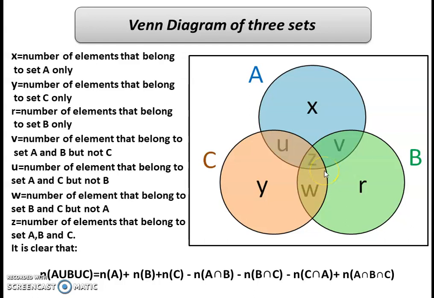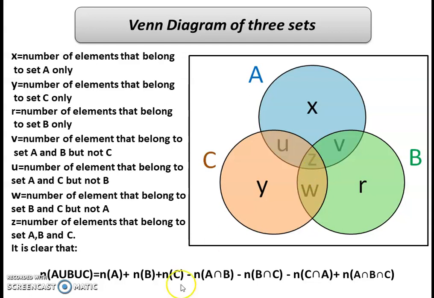From this, we can conclude that number of elements that belong to set A or B or C is equal to number of elements in set A plus number of elements in set B plus number of elements in set C minus number of elements that belong to set A and B minus number of elements that belong to B and C minus number of elements that belong to C and A plus number of elements that belong to set A, B and C.